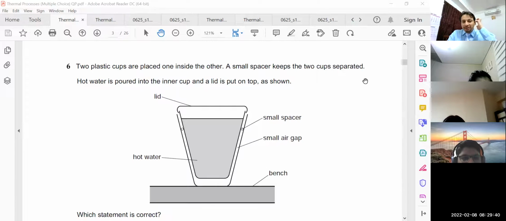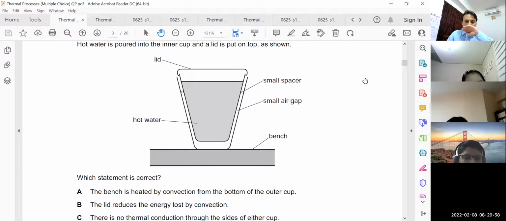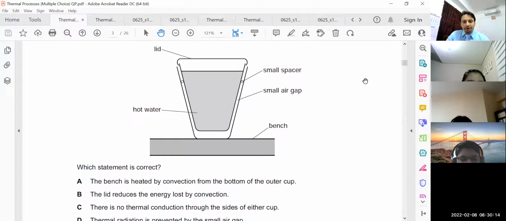Two plastic cups are placed one inside the other. A small spacer keeps the two cups separated. Hot water is poured into the inner cup and a lid is put on the top as shown in the figure. Then look at the statement clearly, children. Look at the diagram clearly, carefully. Which statement is correct? Hot water is there, small spacer, small air gap, bench.